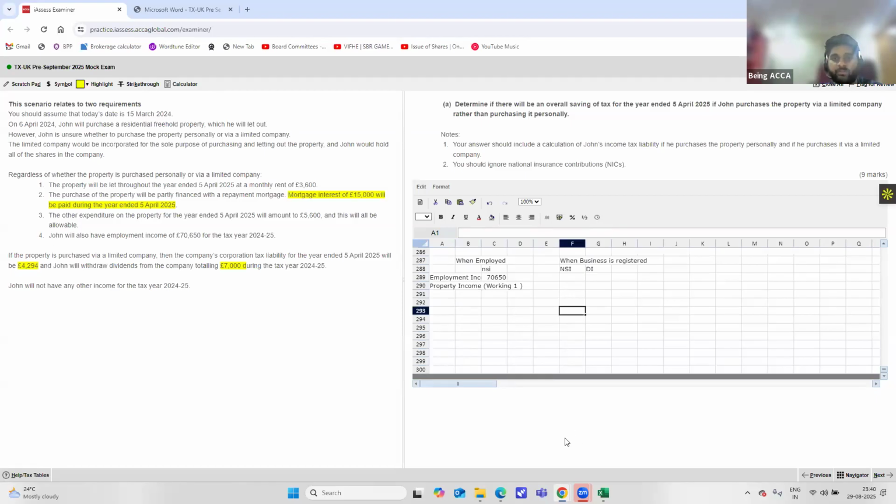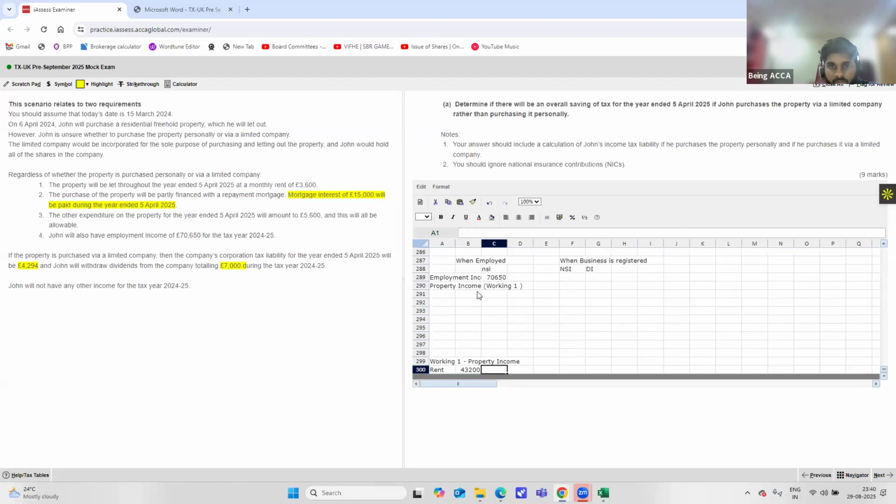Now here what we can do is show this as a working. Working one, property income. So property income, what will happen? Rent is equal to 3,600 into 12. You show your calculation, you get the answer. Okay, next.